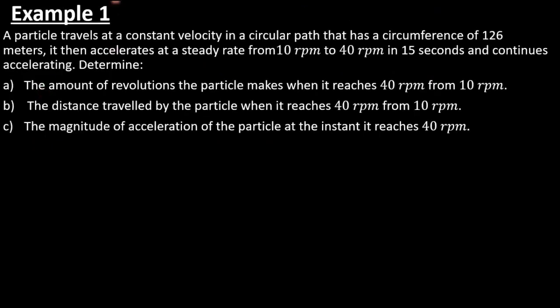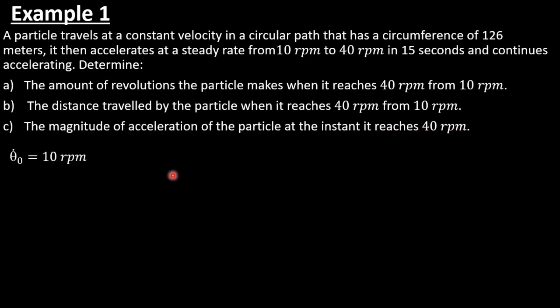Okay, so example 1. A particle travels at a constant velocity in a circular path that has a circumference of 126 meters. It then accelerates at a steady rate from 10 rpm, so revolutions per minute, to 40 rpm in 15 seconds and continues accelerating. Determine A. The amount of revolutions the particle makes when it reaches 40 rpm from 10 rpm. B. The distance travelled by the particle when it reaches 40 rpm from 10 rpm. C. The magnitude of acceleration of the particle at the instant it reaches 40 rpm.